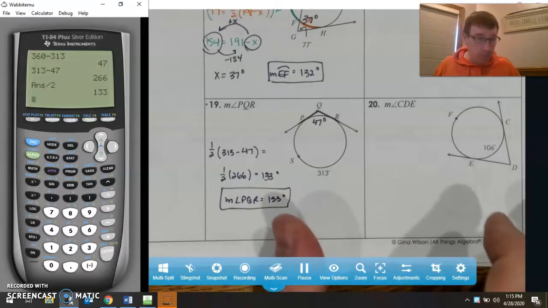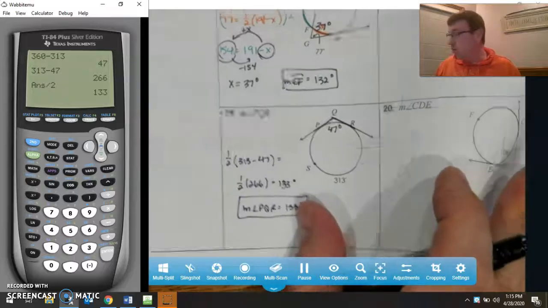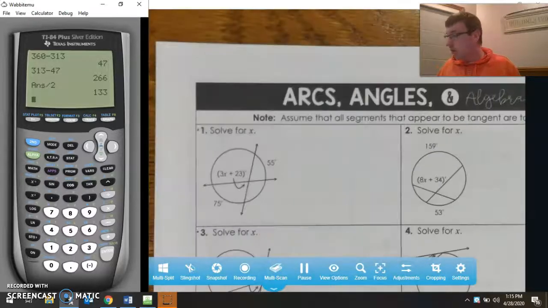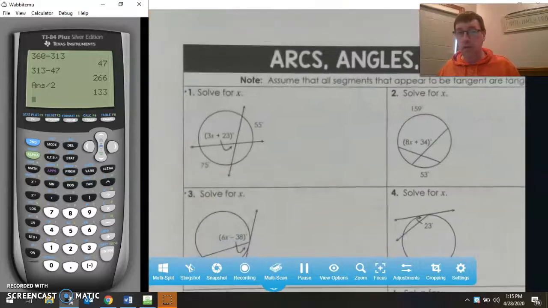Now, if you notice, none of these problems so far have really had any algebra with them, and that's going to be our next step. We've got quite a few minutes here, so that should be plenty of time. We're going to move on to number 1.